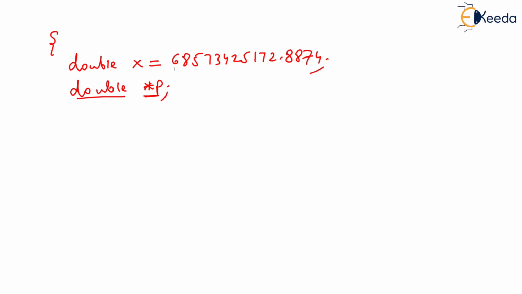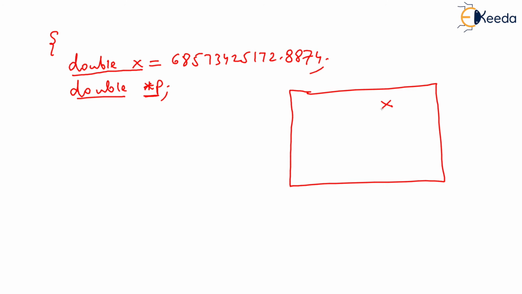Now, if you think of this x getting stored somewhere in the memory, then x will occupy 8 bytes of RAM. Maybe the beginning address is 600, and from here x has been stored. So the next byte will be 601 and so on, 8 bytes. And in those 8 bytes, that value 68573 and so on will be stored.